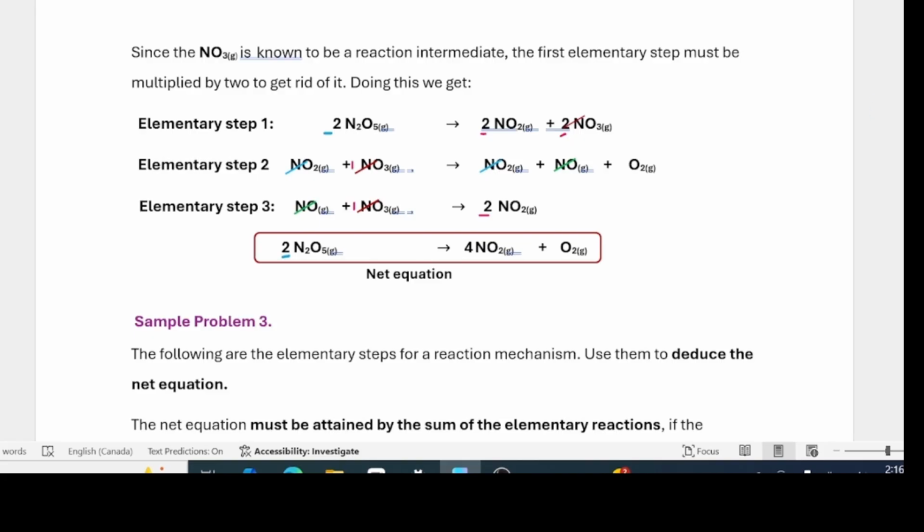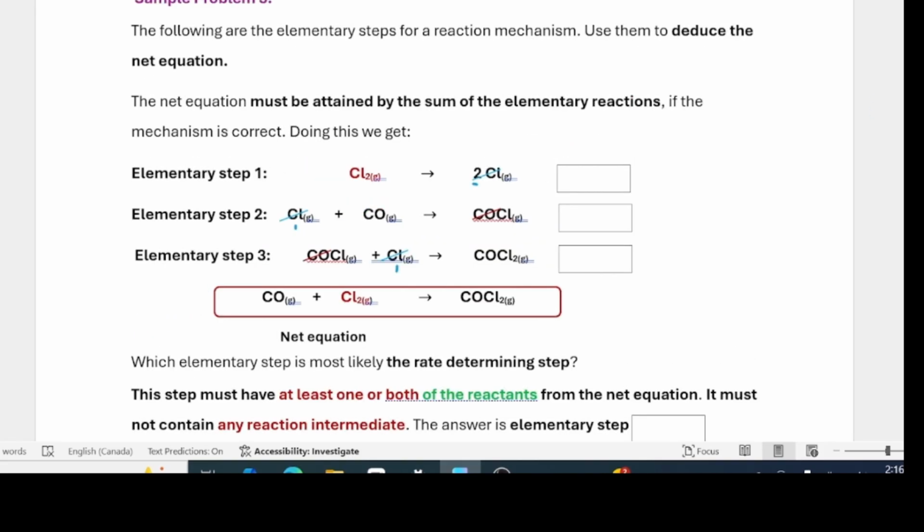Problem number 3. The following are elementary steps for a reaction mechanism. Use them to deduce the net equation. Of course, we'll add them up together. This has 1 chlorine over this side, 1 chlorine over this side. They have 2 there, so chlorines go. This has 1 COCl here, 1 COCl here. Everything goes. So what do we have? We're left with this. That's there. This one.